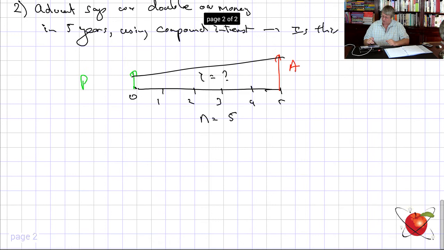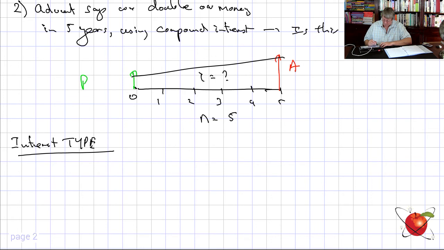And what do we do first of all? Interest type. They've told us it's compound. Therefore, we say A is equal to P(1 plus i) to the power of n and put in what we know.